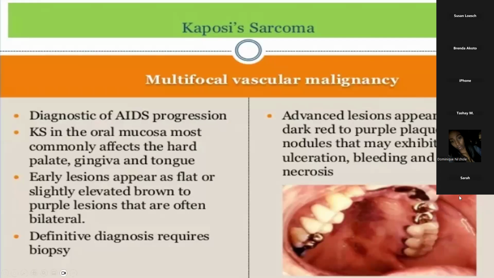Kaposi's sarcoma, this happens in your AIDS patients. So a lot of times, and when you get to med surg, you'll have to know this because they ask about this all the time in med surg. But usually we see this on the skin, but you can also see it in the mouth. All right, so we have lesions there, either flat, elevated brown, or purple lesions. That's usually the definitive colors there that they tell you about. It can cause ulcerations, bleeding. So this is a type of cancer actually that develops mostly in your AIDS patients.